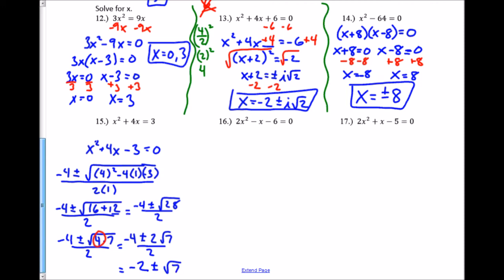Okay? So there's a lot of simplifying involved when you do this by the quadratic formula. If you do completing the square here, a little bit less work in terms of simplifying. Okay? So keep that in mind.